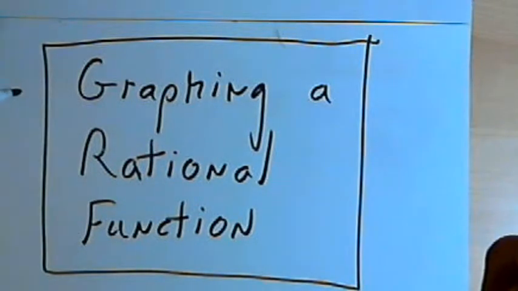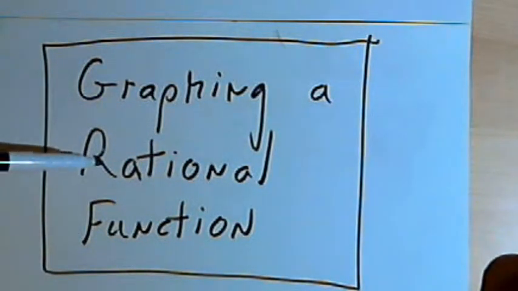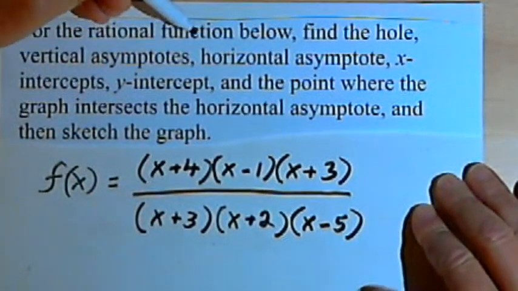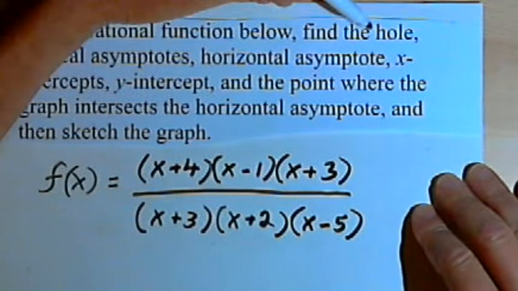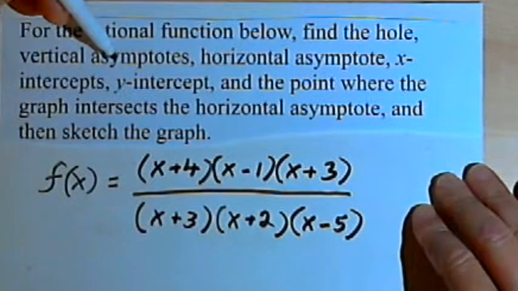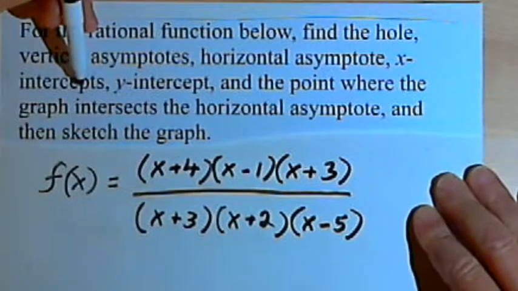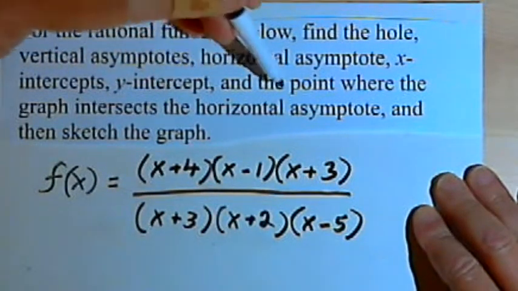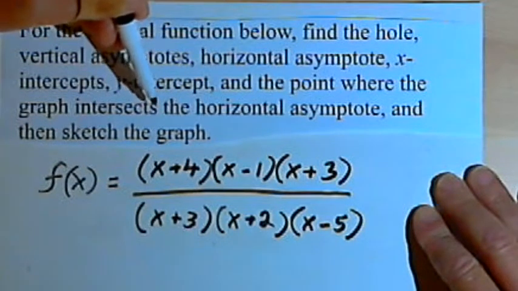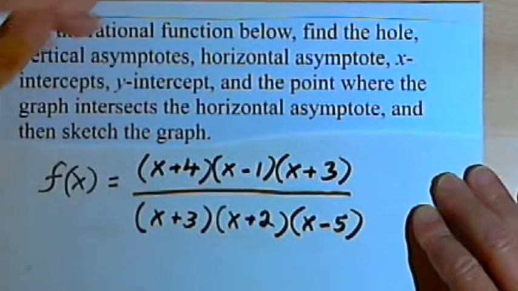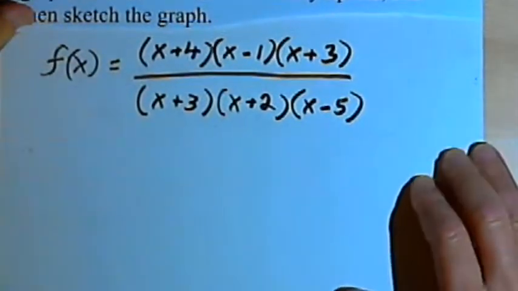And in this video, I'm going to show how to graph a rational function. So here's a typical assignment. This says, for the rational function below, find the hole, the vertical asymptotes, the horizontal asymptote, the x-intercepts, the y-intercept, and the point where the graph intersects the horizontal asymptote, and then sketch the graph. Okay, and then we're given this rational function.